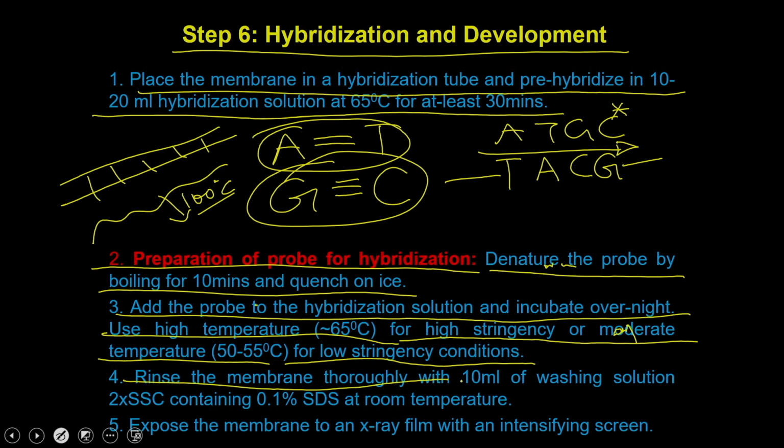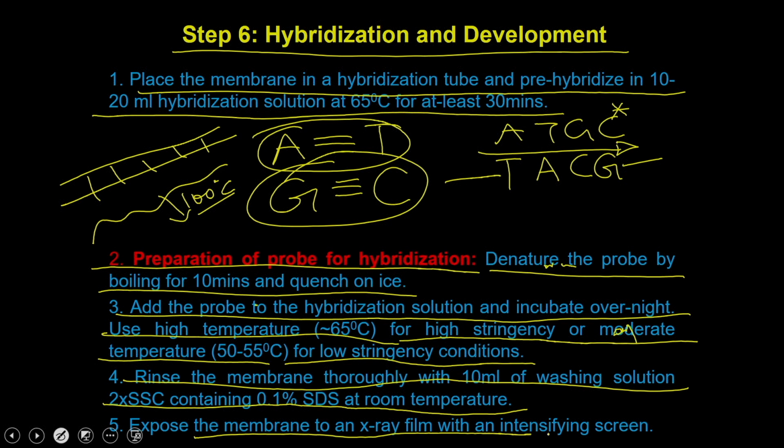You rinse the membrane roughly with 10 ml of washing solution, 2x SSC, at room temperature, and expose the membrane to an X-ray film with an intensifying screen. So, once your hybridization is over, you can wash the membrane with the washing solution 2x SSC, and that is going to remove all the non-specifically bound probes, and then you can expose that to the X-ray films with the intensifying screens, and that is going to give you the signal wherever the probe is binding, in the form of bands.